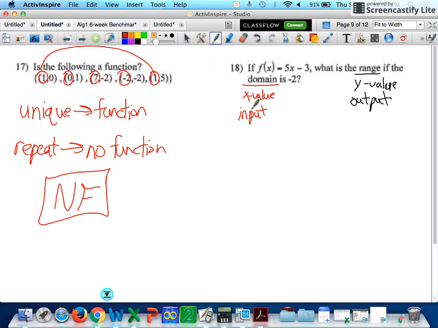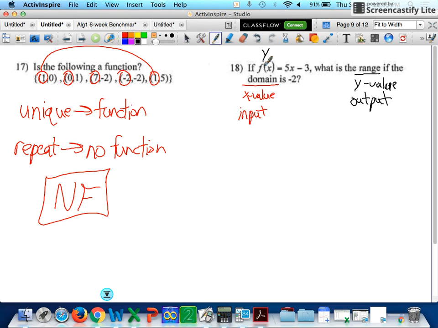Now, one other key piece of information that we learned about these Y values and outputs was whenever we were learning about function notation. And function notation just means this weird f of x sort of thing. And we learned that all that f of x is, it's a y. That's just a fancy way to rename it so that we can say it's a function of x. It's just a y. We learned that you can interchange those.